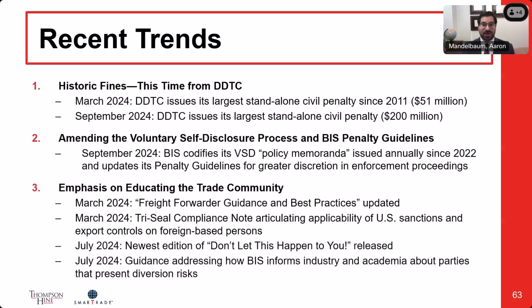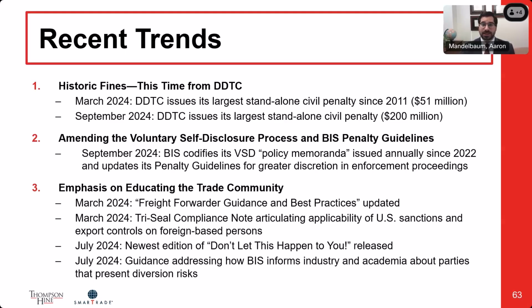So you can imagine how we all reacted in March when DDTC issued its largest standalone penalty in over a decade. And then our jaws just hit the floor literally just a few weeks ago in September when DDTC issued its largest standalone civil penalty at $200 million. So incredibly painful. Also last month, there was a final rule codifying certain policy memoranda related to the voluntary self-disclosure process. It also updated the BIS penalty guidelines, effectively giving the agency greater discretion in its enforcement proceedings. So that was another major development.